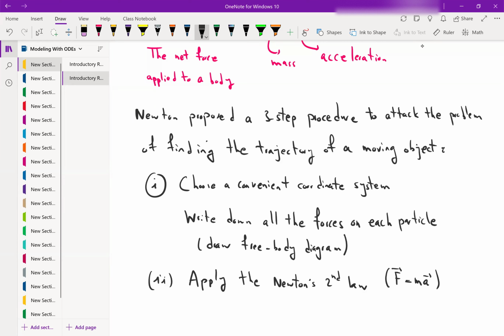And once you do this, this will give you the equation of motion. You construct the equation of motion, an equation whose unknown is the position, the trajectory of your particle.